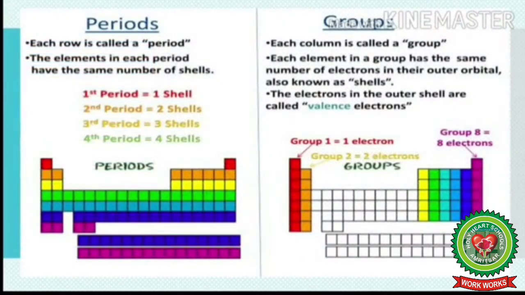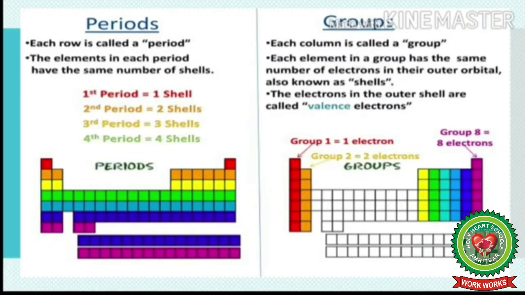Now we will study the difference between periods and groups. Each horizontal row is called a period and each vertical column is called a group. The elements in each period have the same number of shells. That is, the first period will have 1 shell, the second period will have 2 shells, the third period will have 3 shells, and so on.